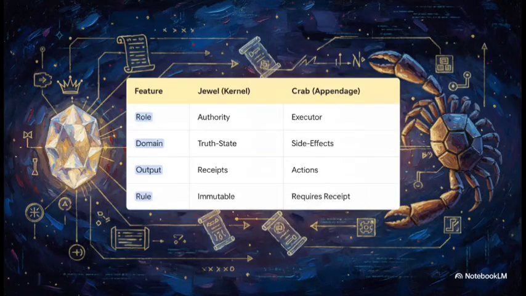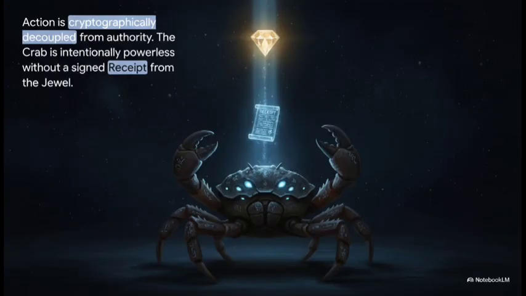This table just lays out that relationship perfectly. Think of it like this. The jewel is the authority. It deals in truth, state, and governance. It issues commands as these cryptographic receipts we just talked about. The crab, on the other hand, is just the obedient executor. Its only job is to get a valid receipt and carry out the command. Nothing more, nothing less. And that's really the key to the whole architecture.